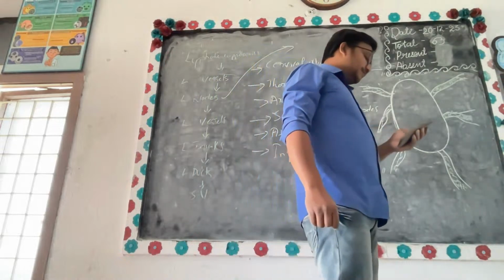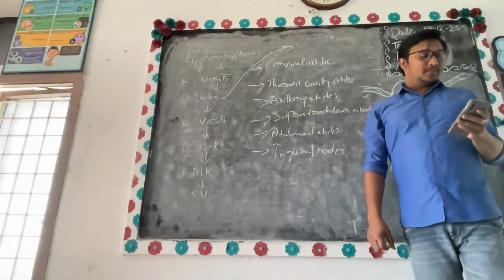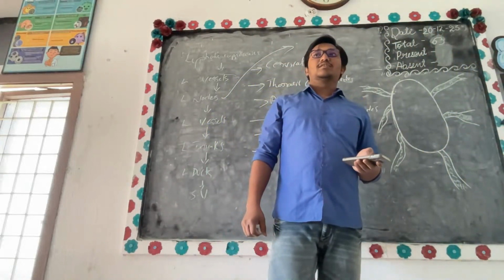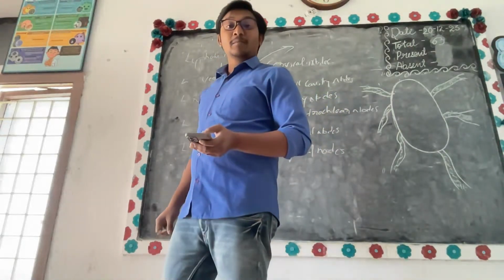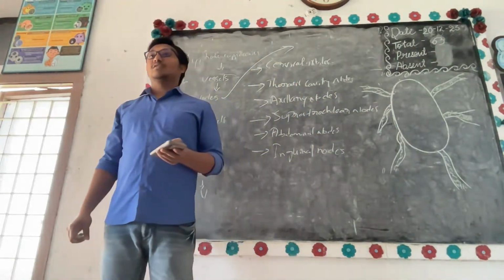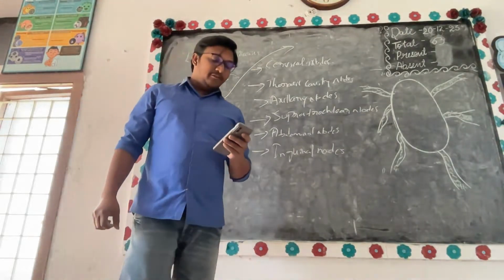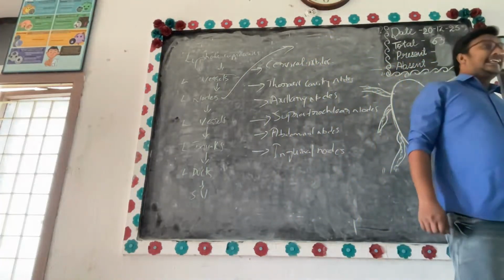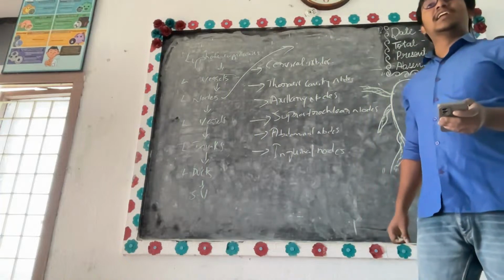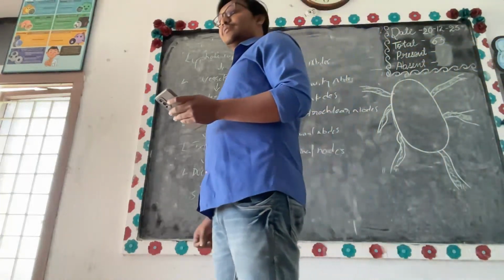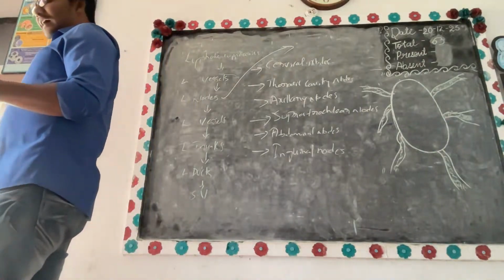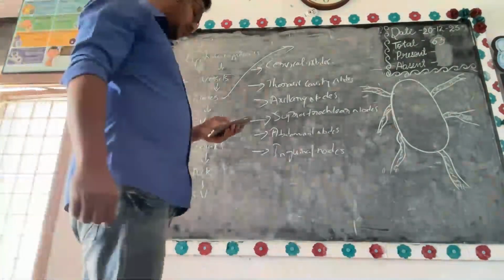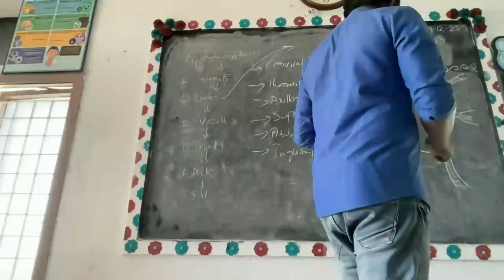Next, they receive lymph from many body regions. Next, lymph nodes are also found individually throughout the body tissues. So these lymph nodes are also found individually throughout the tissues.